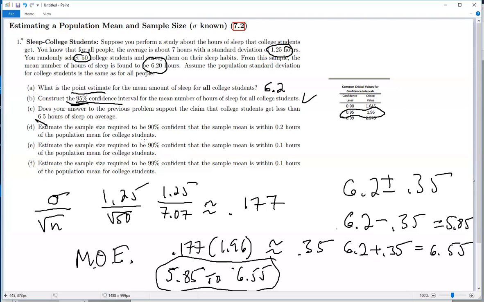Now, we want to do some sample size calculations. So what I'm going to do is clean up this board a little bit.